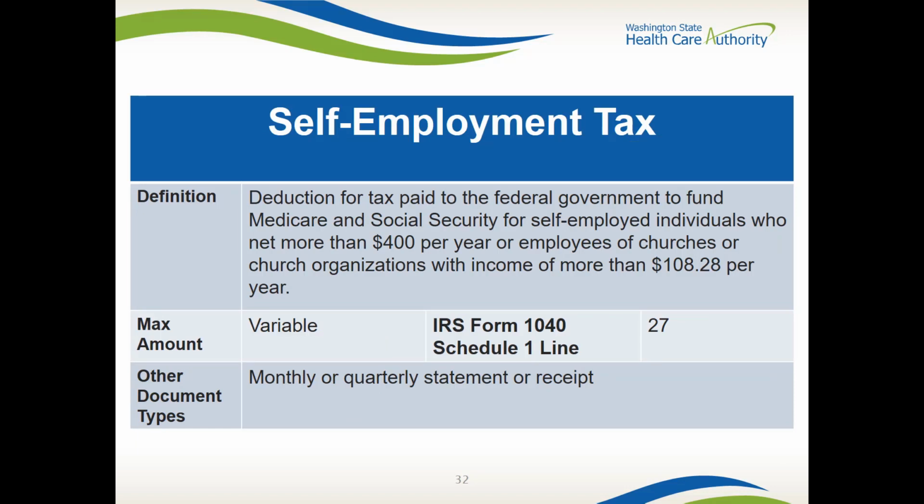Self-employment tax. This deduction is for tax paid to the federal government to fund Medicare and Social Security for self-employed individuals who net more than $400 per year, or employees of churches or church organizations with income of more than $108.28 per year. Currently, the deduction amount for self-employment tax is variable and claimed on line 27 of Schedule 1.